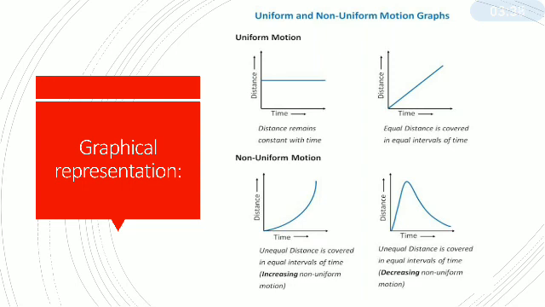Now in the fourth graph, unequal distance is covered in equal intervals of time because of decreasing non-uniform motion. So this shows the decrease in the non-uniform motion. That is, the distance being covered is decreasing with increase of time. So these are the four graphical representations of uniform and non-uniform motion.